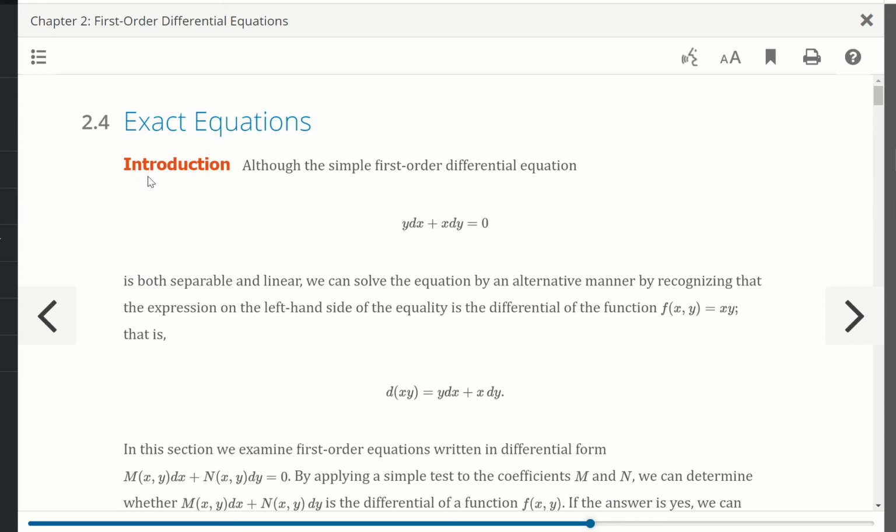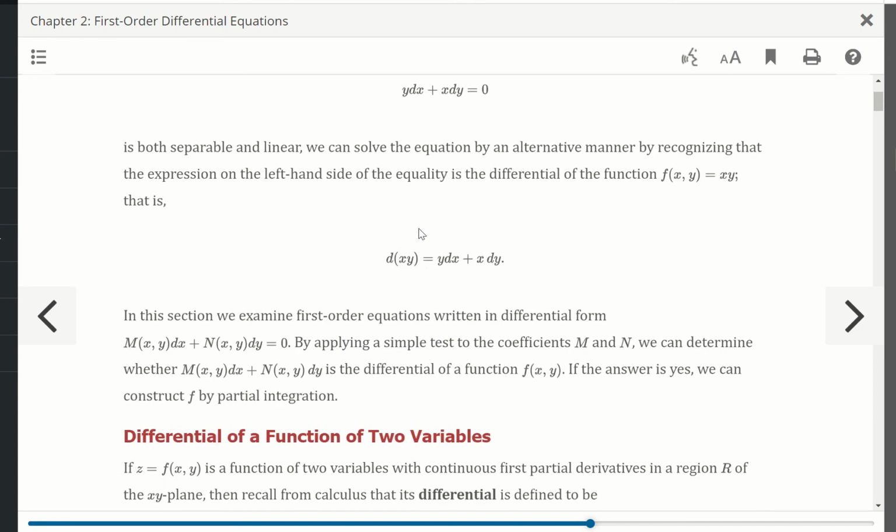In section 2.4, we're going to look at exact equations. Although the simple first order differential equation y dx plus x dy equals 0 is not only separable but also linear, we can solve it either via separation of variables or via the integrating factor from the last section.